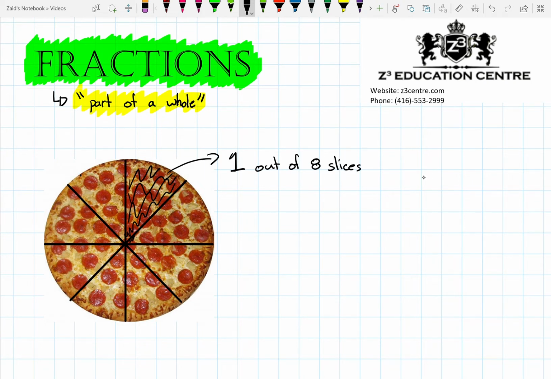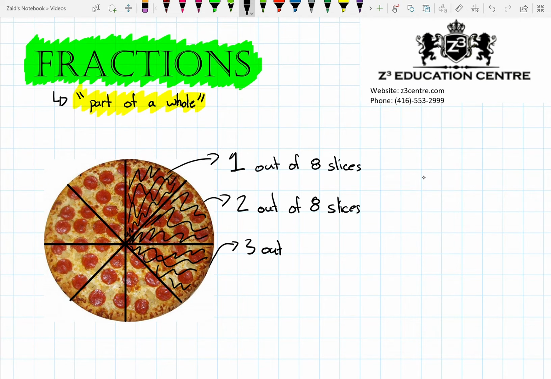Now let's say I ate another slice, so I take this one, that just means that I ate 2 out of 8 slices. Now let's say I eat one more slice and I got full, that means in total I ate 3 out of 8 slices.